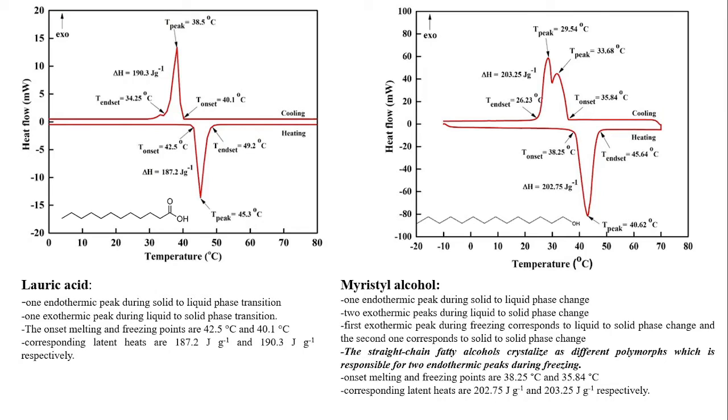These are two DSC profiles. One is for lauric acid and one is for myristic alcohol. As you can see, there is one endothermic peak in the case of lauric acid, and there is one exothermic peak. The onset melting and freezing points are 42.5 degrees Celsius and 40.1 degrees Celsius. In myristic alcohol, there is one endothermic peak and there are two exothermic peaks. The onset melting and freezing points are 38.25 degrees Celsius and 35.84 degrees Celsius respectively.